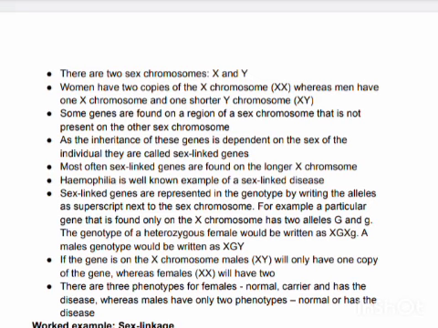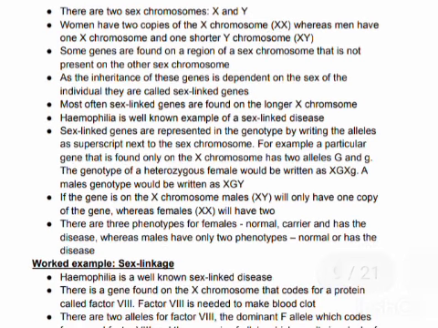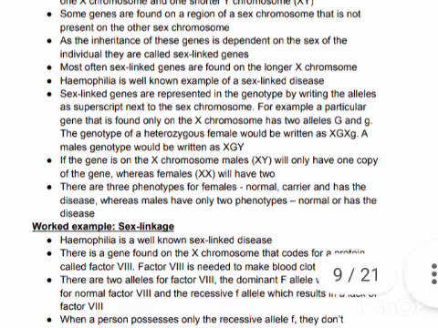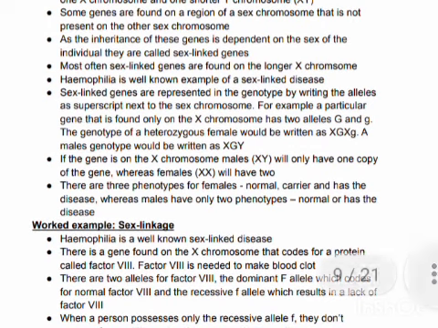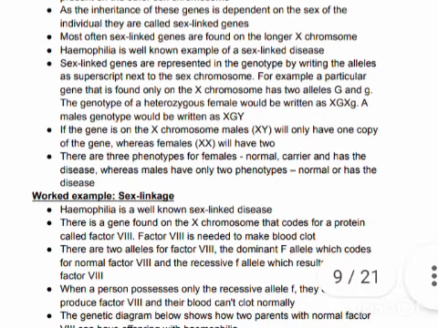So, sex-linked diseases, for example. As the inheritance of these genes is dependent on the sex of the individual, they're called sex-linked genes, right? Most often, sex-linked genes are found on the longer X chromosome. Hemophilia is a well-known example of a sex-linked disease, right?